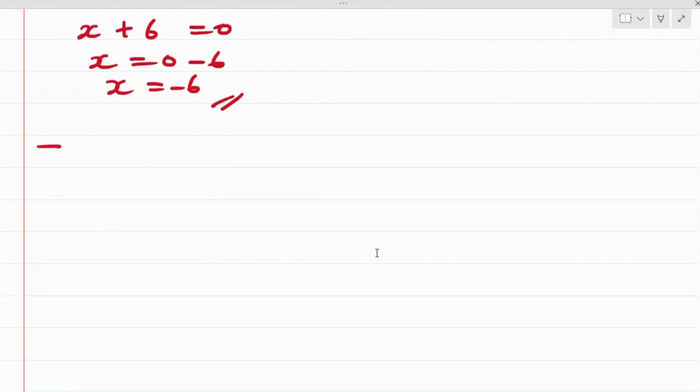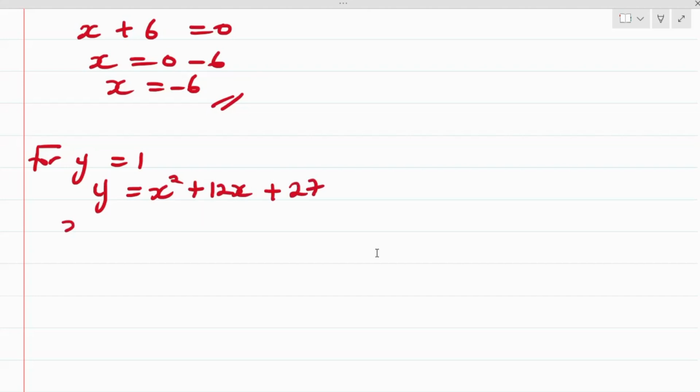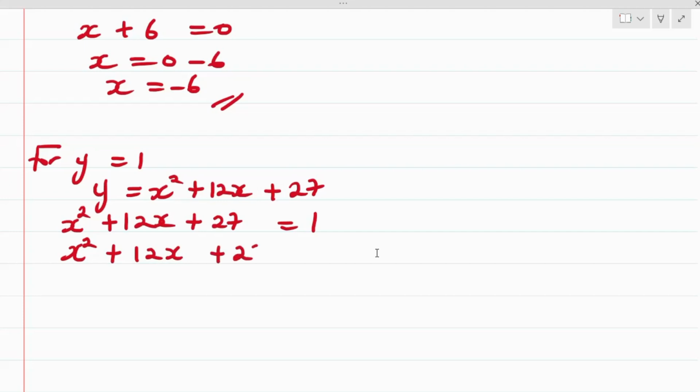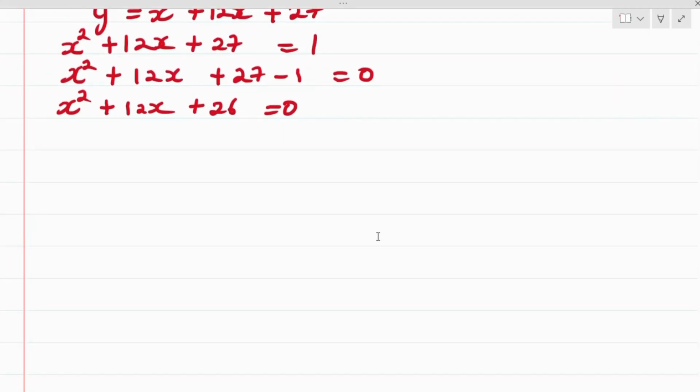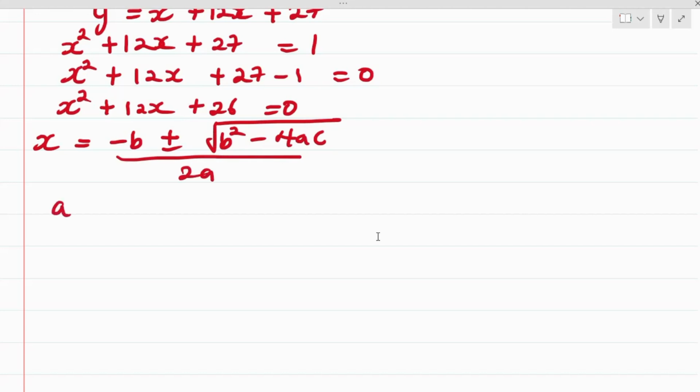At this place, we are going to say for y equal to 1, we have y equal to x squared plus 12x plus 27, right? So we have x squared plus 12x plus 27 equal to 1. So we have x squared plus 12x plus 27 minus 1 equal to 0. That is x squared plus 12x plus 26, which is equal to 0. We're going to solve this by applying the quadratic formula that says x is equal to minus b plus or minus the square root of b squared minus 4ac, divided by 2a. a is equal to 1, b is equal to 12, and c is equal to 26.